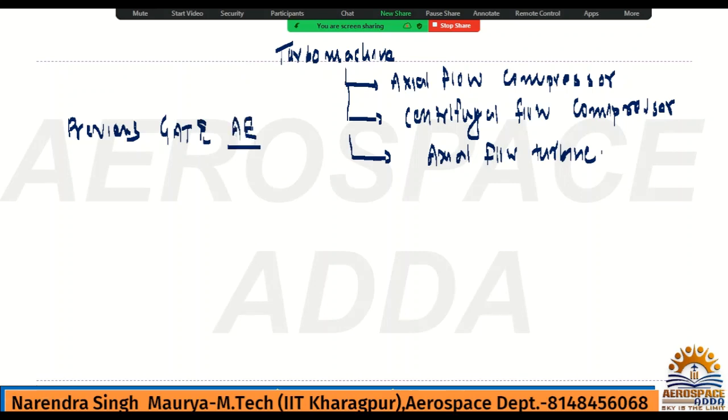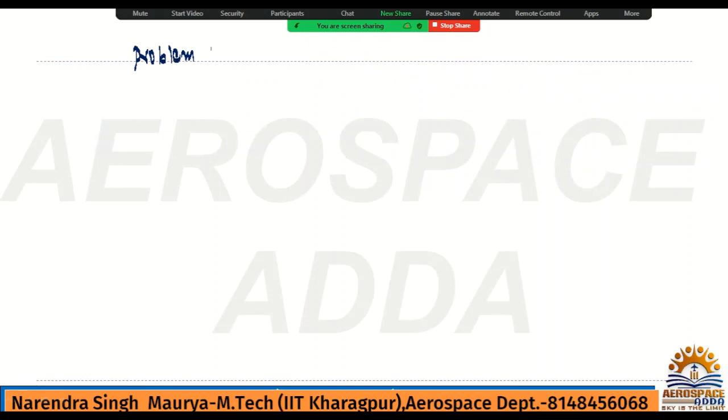GATE A. Okay, so now I have the first question here. This is problem number 1. So this is the linked question. Linked question means one statement, and then back to back 2 questions will be there, for 4 marks, 2 plus 2.